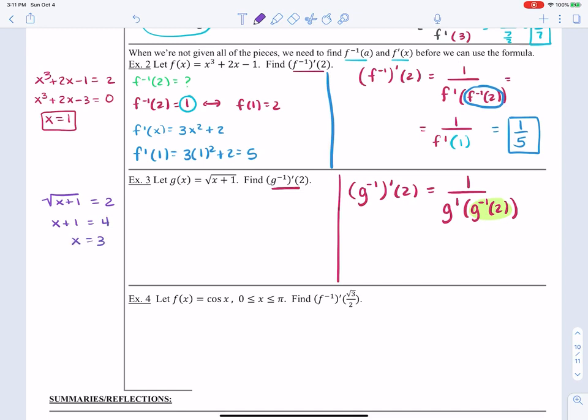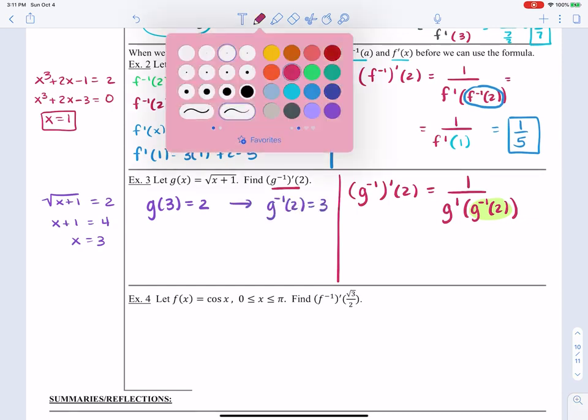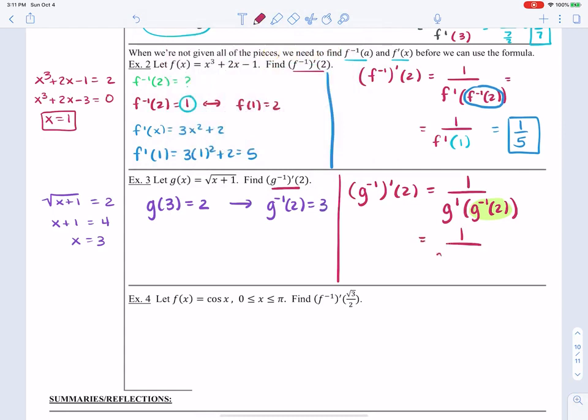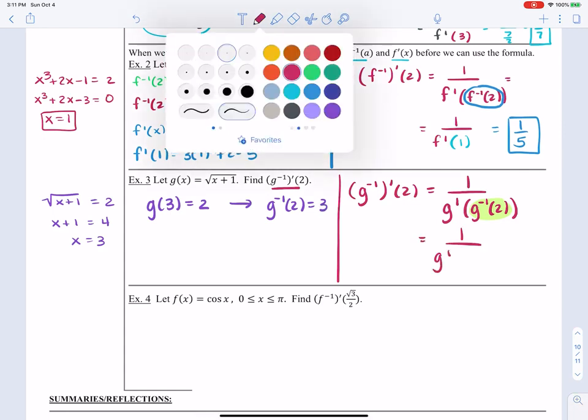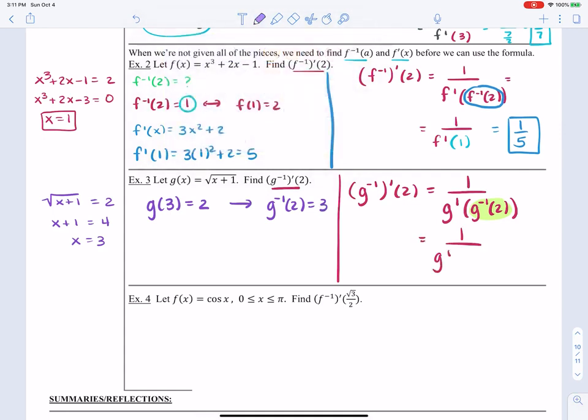So it's important that you understand the relationship here. This means that g of 3 is 2. Therefore, g inverse of 2 is 3. So when I go over to my formula, instead of my g inverse of 2, I'm going to go ahead and slap the 3 right there. Okay? So now it's easy because I just need to find my derivative and plug it in.